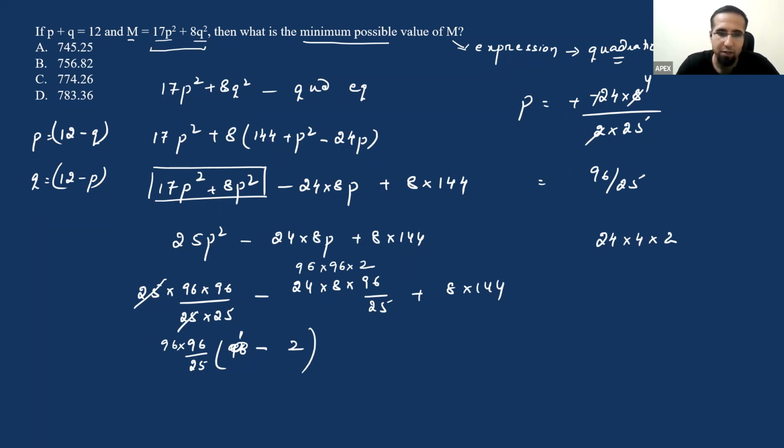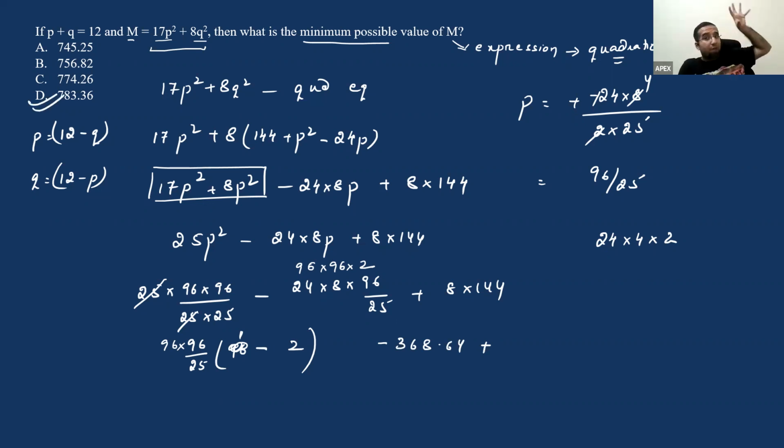Clear? If that's a minus 1, which means eventually what do I have? We have a 96 into 96 divided by 25, which is 368.64, and so we get a minus 368.64 plus we have 8 into 144, that is 1152 minus 368.64. That will give you 783.36, which is option D.